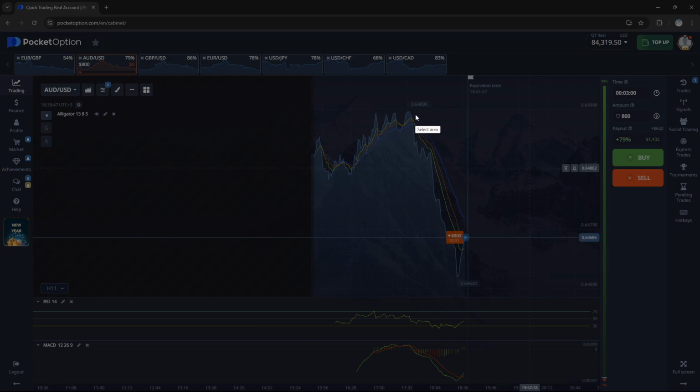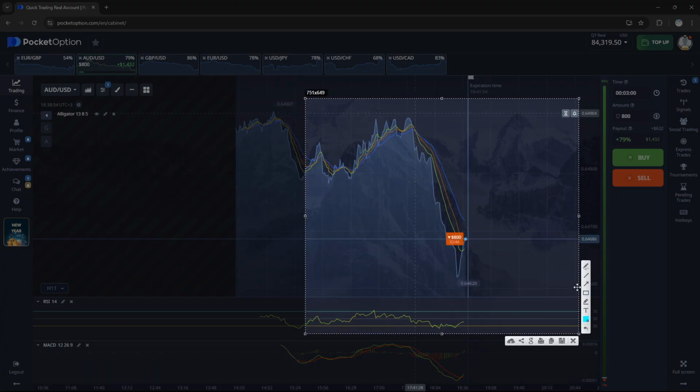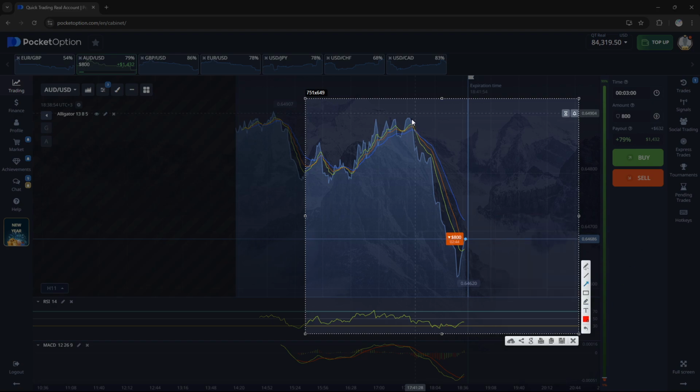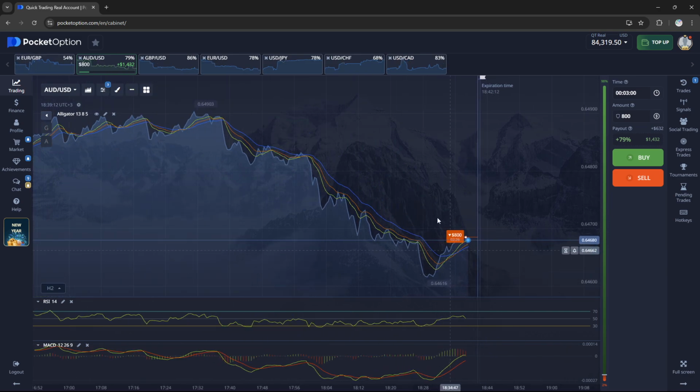Let's dive into the current market situation. Over the past hour and a half, we've seen a sharp decline in the Australian dollar, likely triggered by recent news events. And if we draw a trend line, it's clear that each subsequent local high is lower than the previous one. This is effectively a confirmed downtrend.